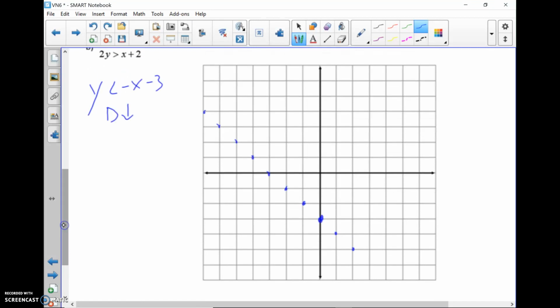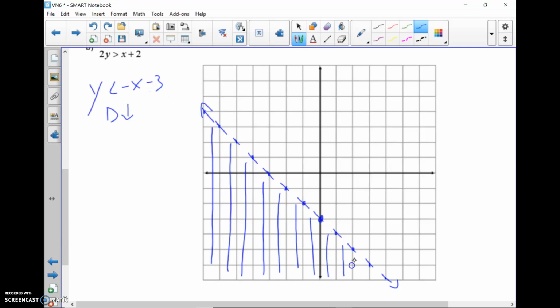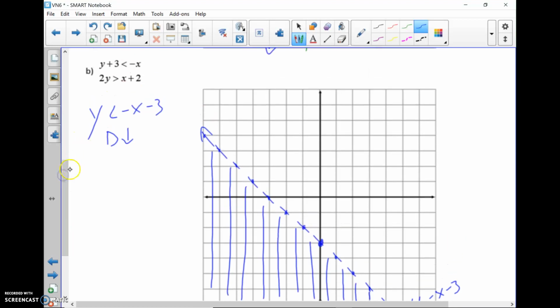Move this down a little bit. And dotted. And I'm going to shade down. I'm going to shade below it. I don't have to necessarily shade down, but I have to shade below it. I can shade down with vertical lines, but there we go. And I'm going to label it: y is less than negative x minus 3. You could label it with the original equation if you'd like.